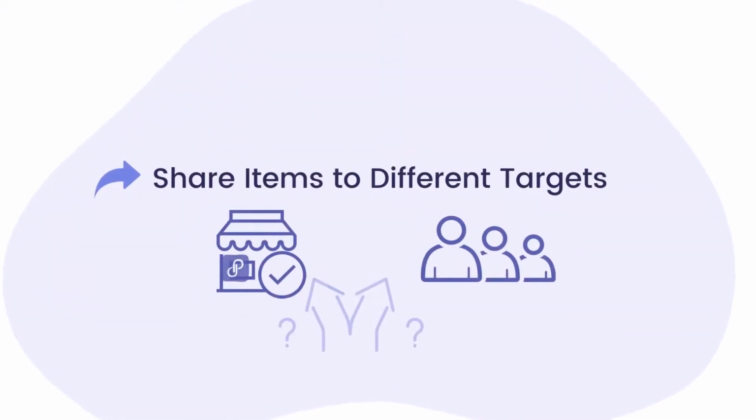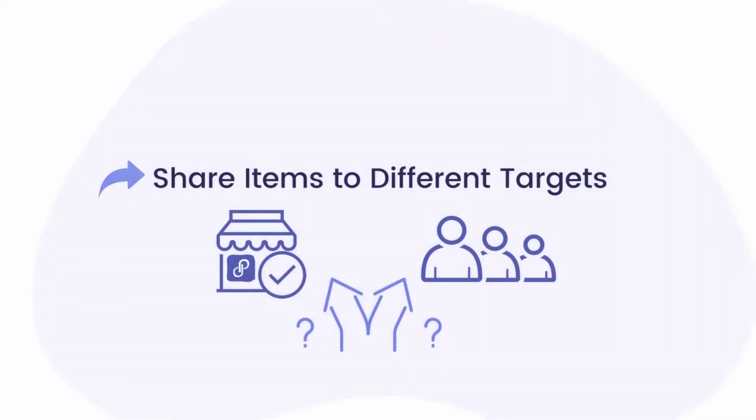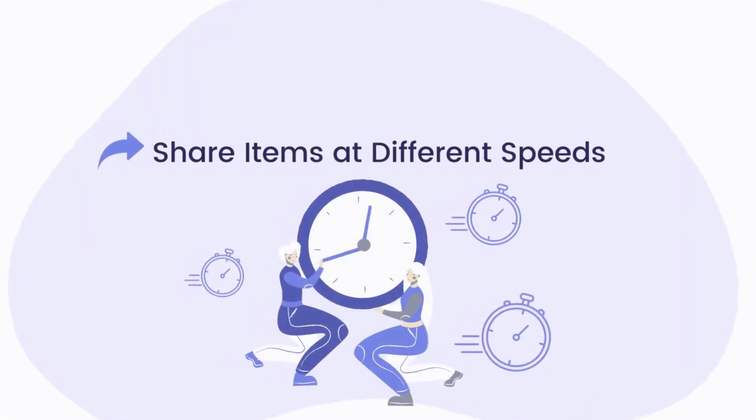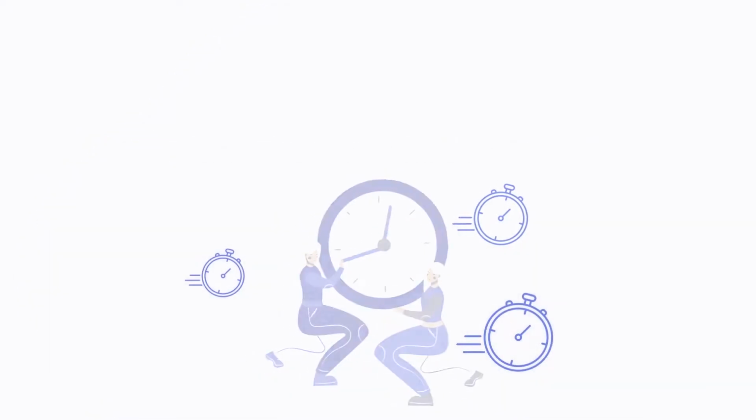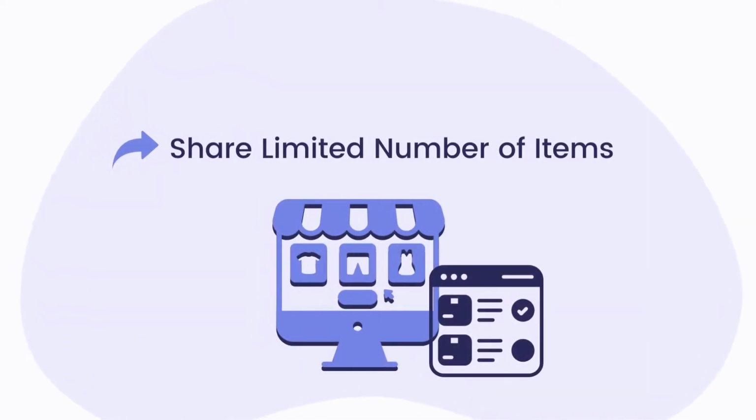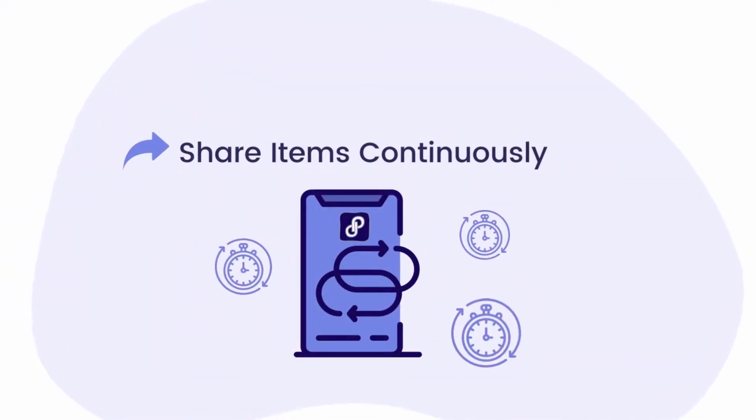You can share items with your followers or to the Poshmark party. You can share your items at slow, medium, fast, or custom speed. You can optionally limit the number of items that will be shared up to 500 items. You can optionally share items continuously at a lap count you specify.